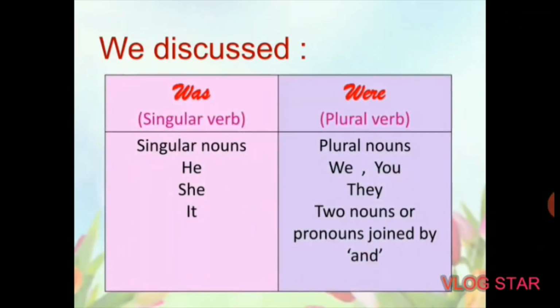So in this video we discussed about the verbs was and were, that are the verbs of state of being, and they are the past form of is, am, are. Here was is a singular verb and it is used with singular nouns and with the pronouns like he, she and it. Here were is a plural verb and it is used with the plural nouns and with the pronouns like we, you, they. And when two nouns and pronouns are joined by and.